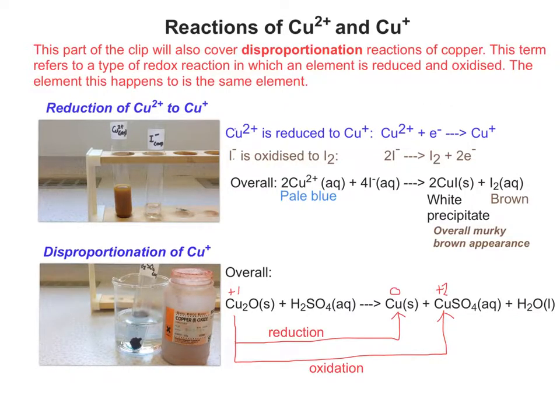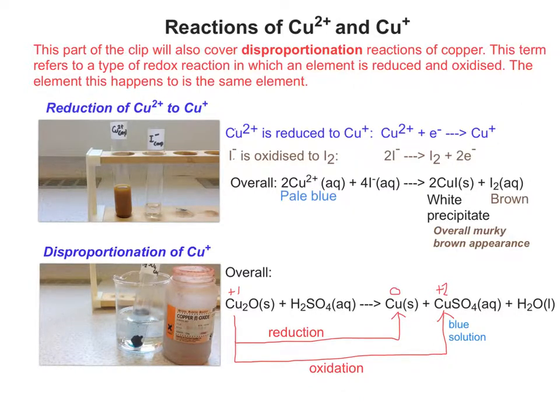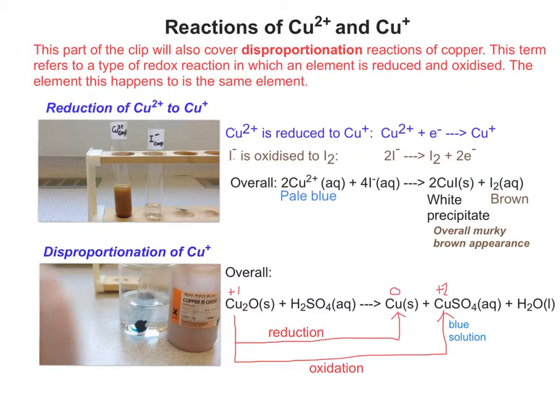Of your copper. So going from +1 to 0 in the copper solid and +1 to +2 in copper sulfate. So you can probably see already a colour change right at the bottom of the test tube where it's gone blue. And if I leave it for a little bit longer, what will happen is you'll also get copper solid being formed on the surface of that clump of copper 1 oxide.